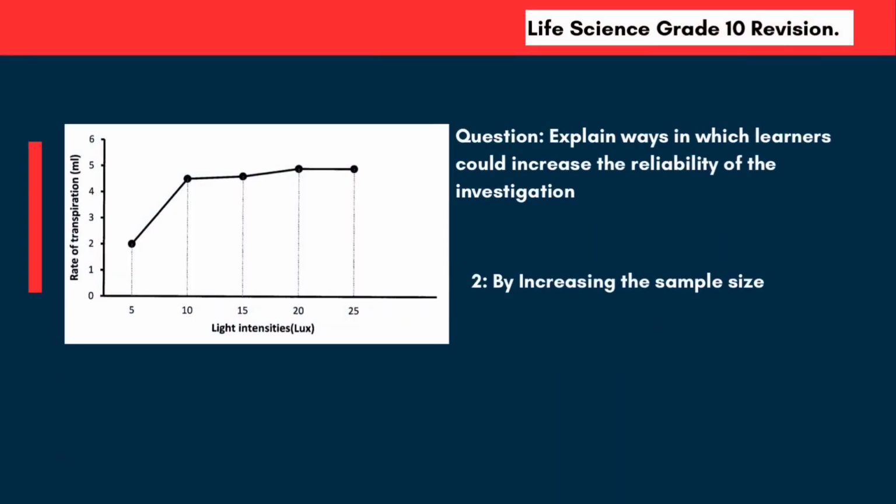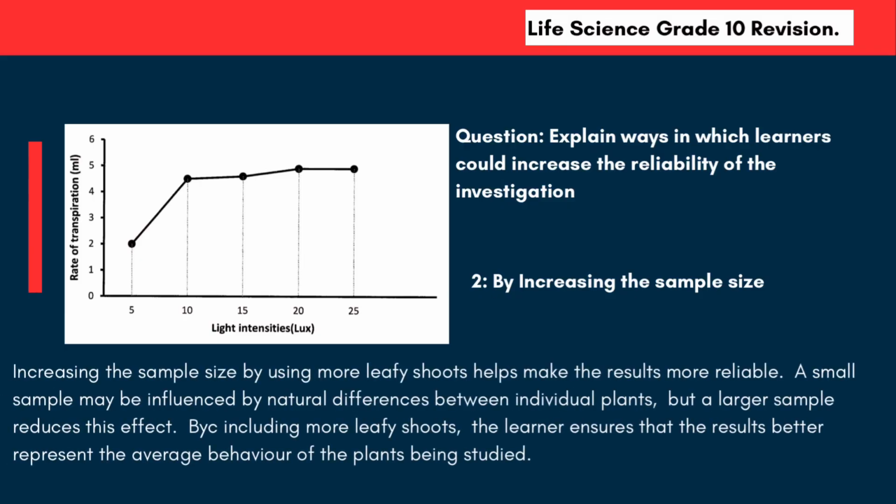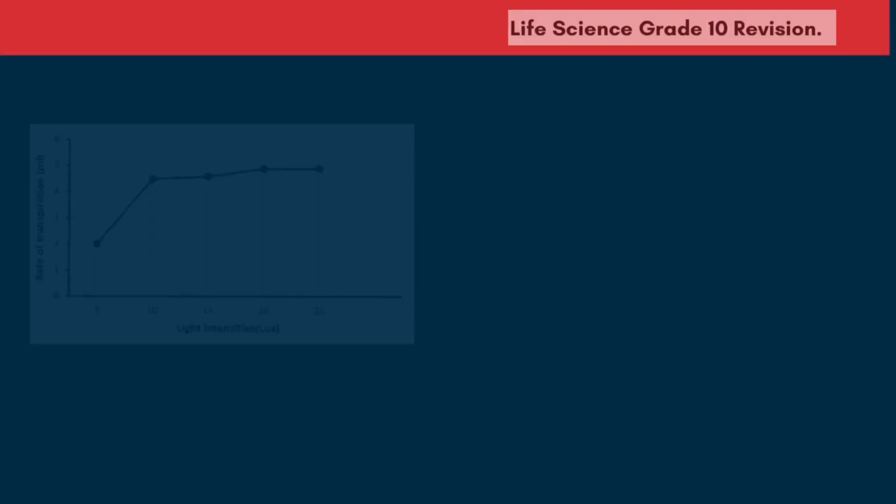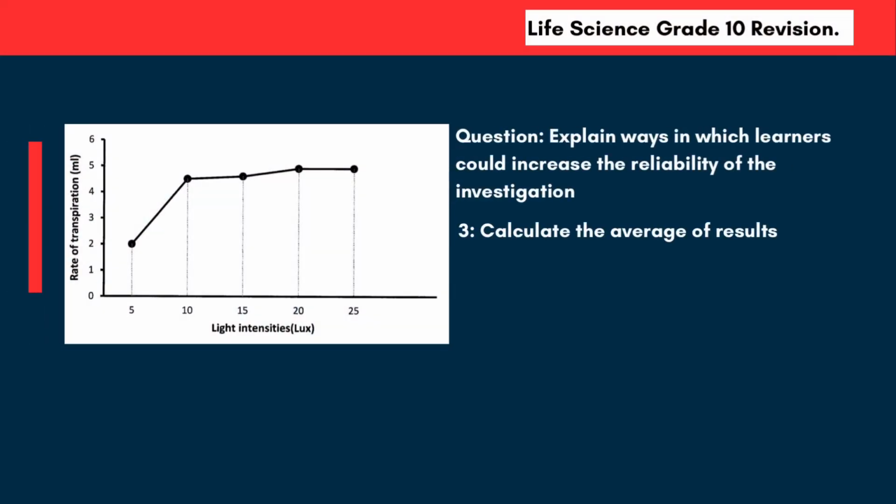2. By increasing the sample size. Increasing the sample size by using more leafy shoots helps make the results more reliable. A small sample may be influenced by natural differences between individual plants, but a larger sample reduces this effect. By including more leafy shoots, the learner ensures that the results better represent the average behavior of the plants being studied.